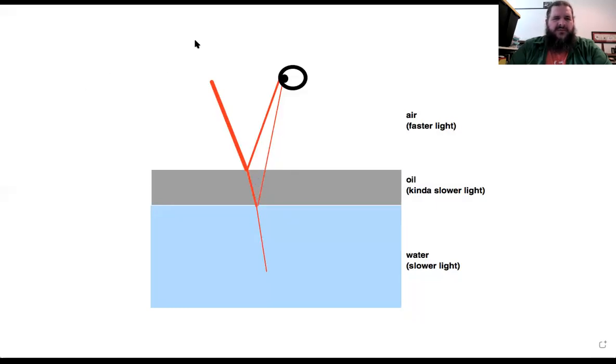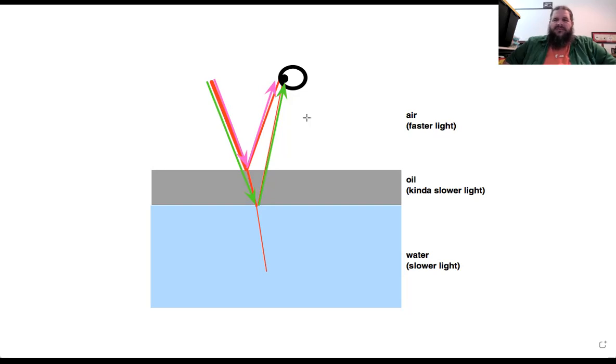One of the waves travels this far, and then this far. So that's traveling a certain distance. The other wave travels this far and then this far. So these two rays are traveling different distances. They are different path lengths, which means we get interference.